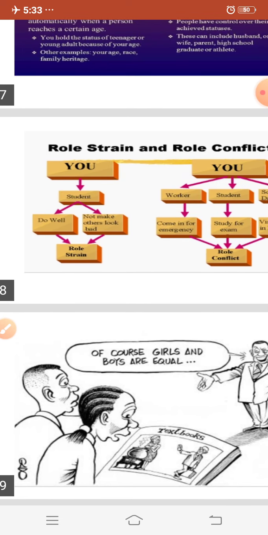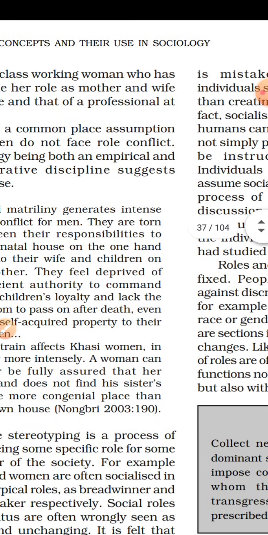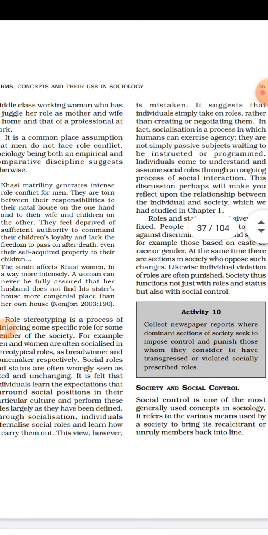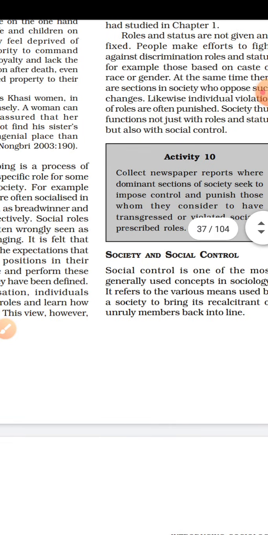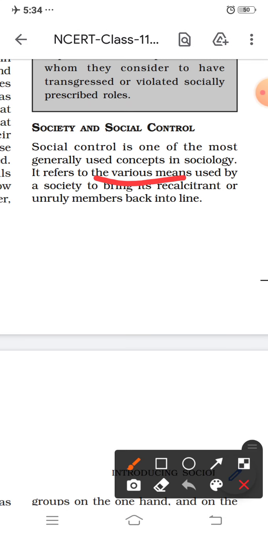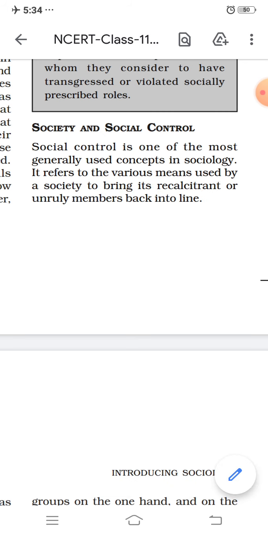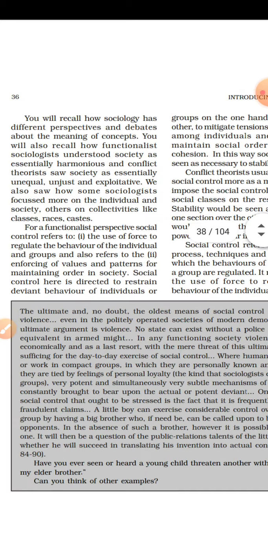So in society we need some social control as per that also. What types of controls do we need to follow? We need to follow some social control, like the functionalist perspective way. Now what is social control? Social control is one of the most generally used concepts in this area. In sociology, it refers to the various means used by society to bring reluctant and unruly members back into line. Yes, this is what we should follow in this area, like the functionalist perspective.